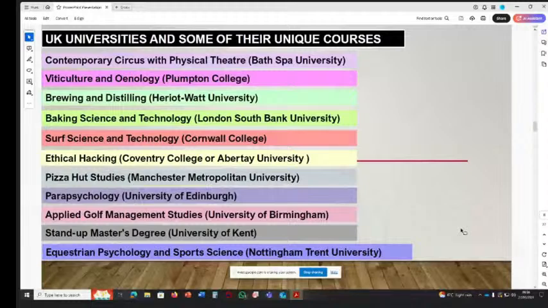Brewing and distilling, for whiskey and those preparations, is at Heriot-Watt University. Baking Science and Technology is at London South Bank University. Surf Science and Technology is at Cornwall College. They are very interesting for those who are interested in the ocean and surfing. Ethical Hacking is at Coventry and Abertay University. Peace and Conflict Studies, related to peace development, is at Manchester Metropolitan University. Parapsychology, I have no idea about this course, but interestingly it is at the University of Edinburgh. Applied Golf Management Studies is at the University of Birmingham.